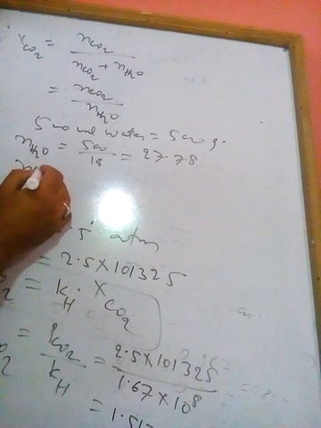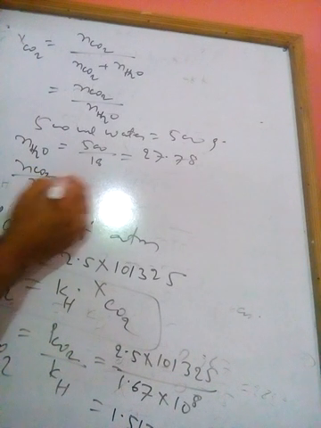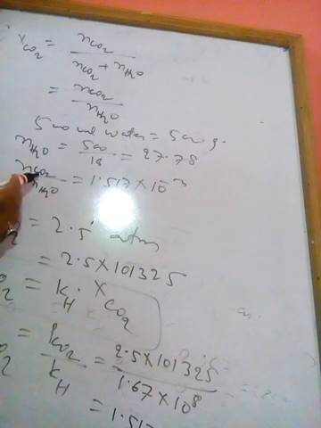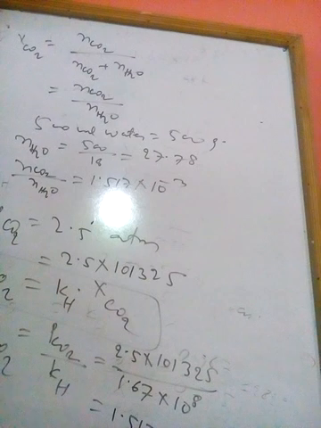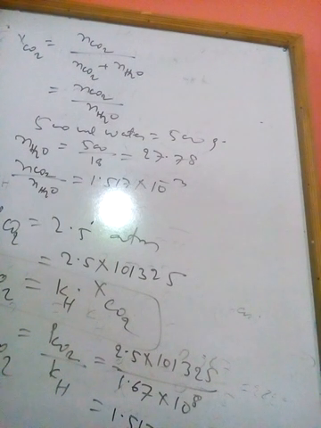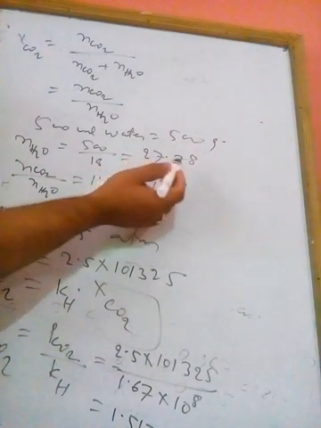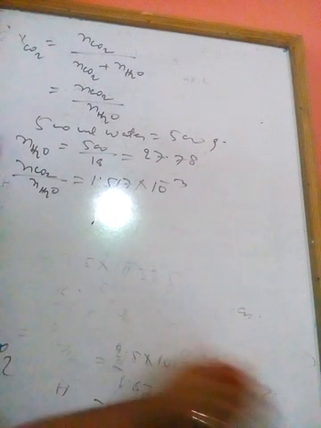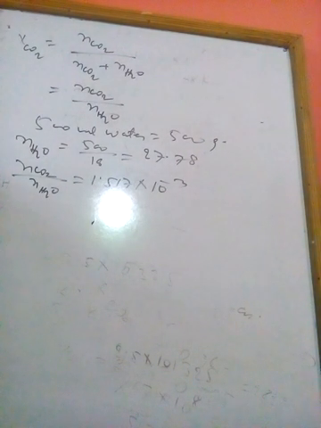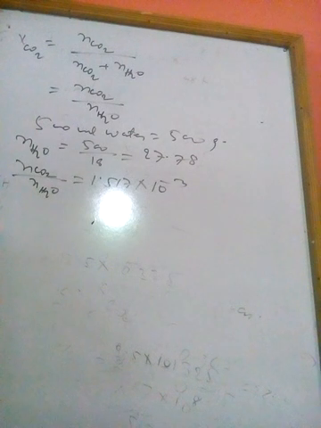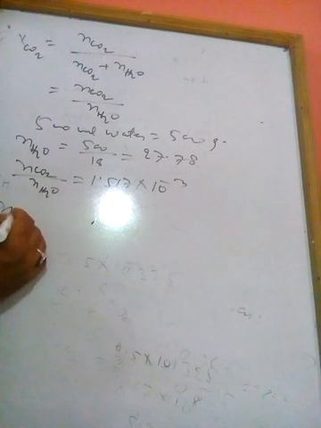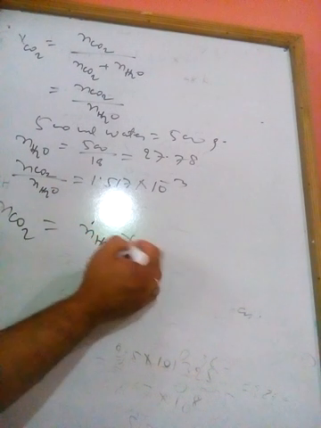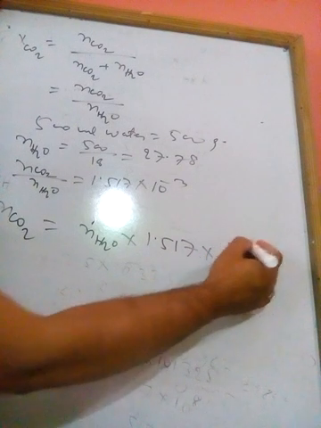Now N of CO2 by N of H2 is equal to 1.517 into 10 to the power minus 3. So N of CO2 has to be determined, and N of water has been calculated here, 27.78. So we can determine N of CO2, and then it is multiplied by molar mass so as to get the mass of CO2. So N of CO2 would be N of water into 1.517 into 10 to the power minus 3.